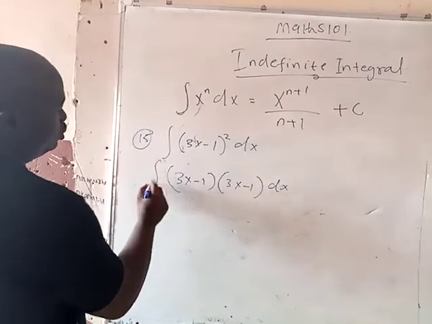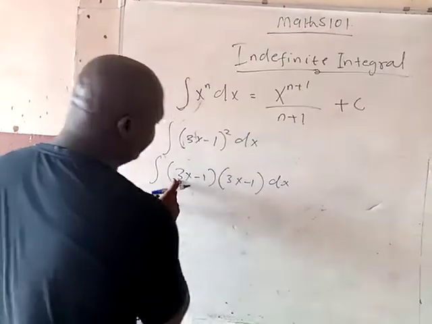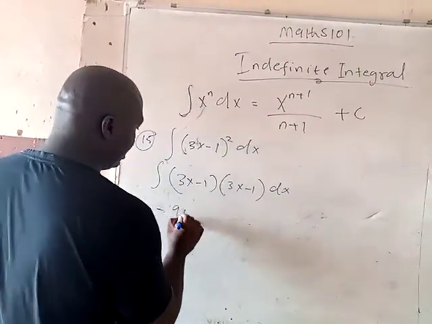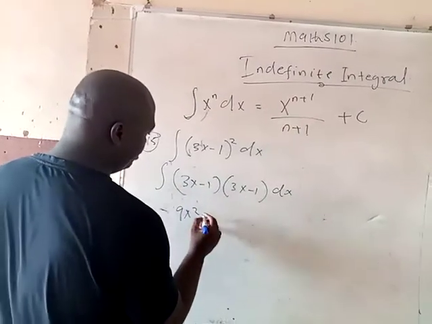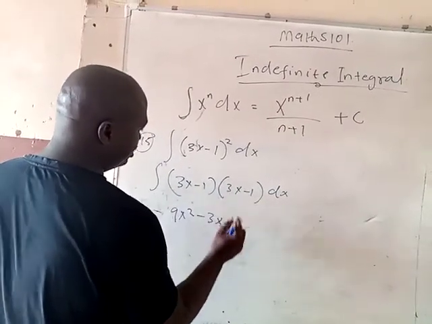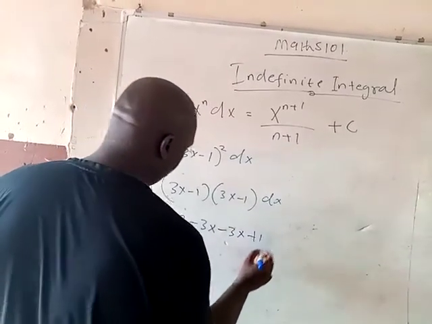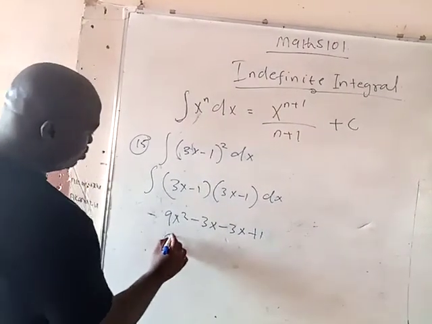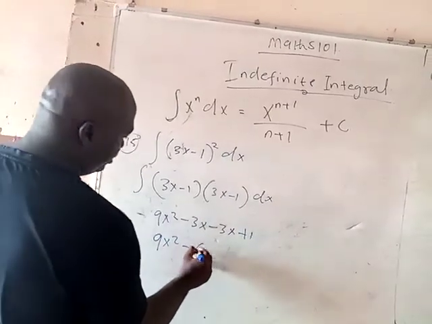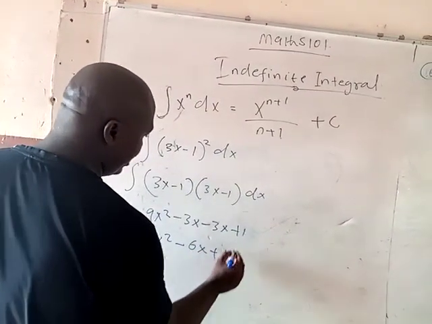Now the next thing you need to do is open the bracket. So 3x times 3x will give you what? 9x squared. This times this will give you minus 3x. This times this will give you minus 3x. Minus 1 times minus 1 will give you plus 1, right? So collect like terms, we have 9x squared minus 6x plus 1, right?